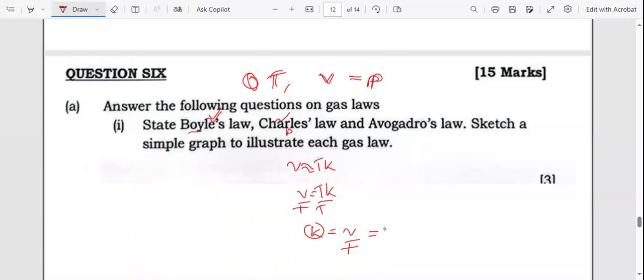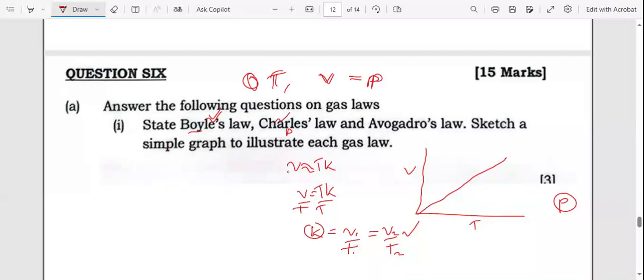So we can produce many more V over T at different values. What I'm trying to say is V1 over T1 is equal to V2 over T2. This will be the governing equation. Since this is directly proportional, the graph can look like this, where as the volume increases, the temperature also increases at constant pressure.